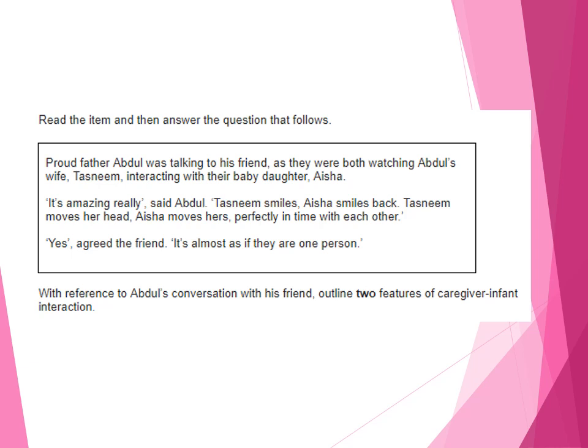Interactional synchrony is where they respond in time to the sustained communication. It is the mirroring of that action. So where is their mirroring of their information? So we've got 2 pieces of information that we could use here. Tasneem moves her head and Aisha moves hers, perfectly in time with each other, so they are in sync, they are mirroring. And the friend agreeing they are almost one person, showing that they are perfectly in sync and mirroring each other's actions and emotions and behaviours.